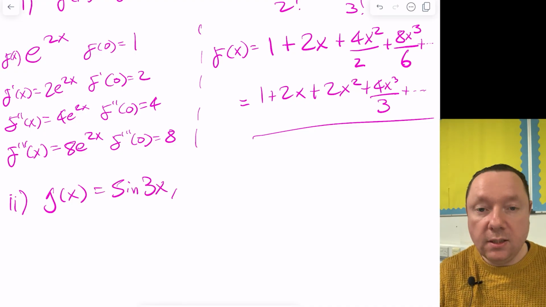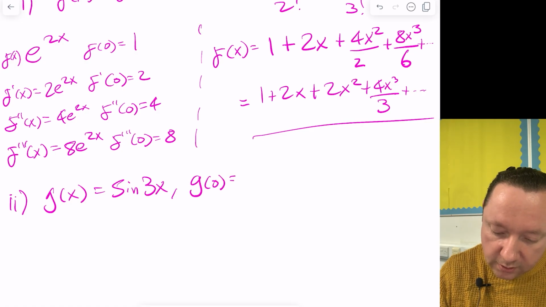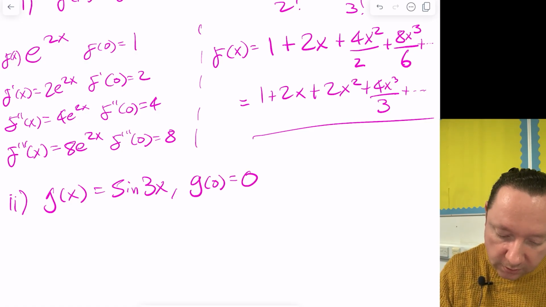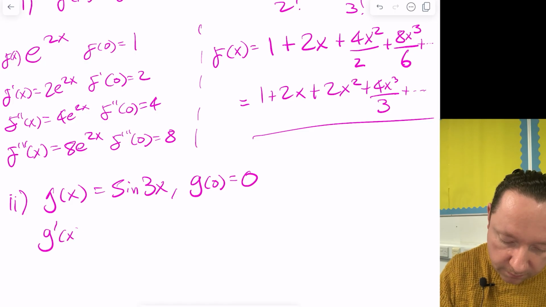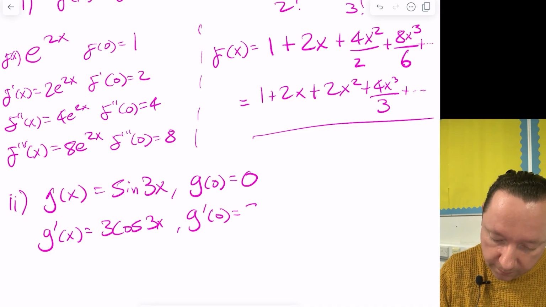Again, you might have memorised sine x and just put 3x in, but if not, just start from the beginning. It doesn't take too long. Sine of 0 is 0. That's good. g dash x is 3 cos 3x. So g dash 0 is, cos of 0 is 1, so that's just 3.